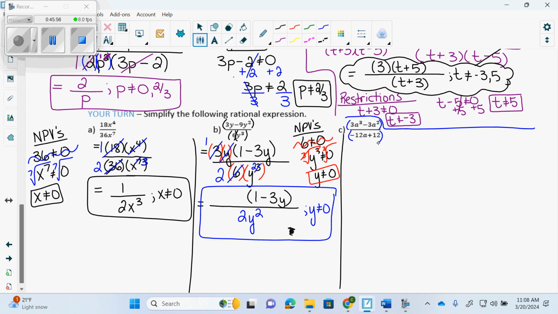Well, these have 3's and these have 12, so immediately it can't be a difference of squares. Maybe if I GCF something else, it could end up being a difference of squares or not, right? So in the numerator, what could I take out of the numerator? 3a squared.